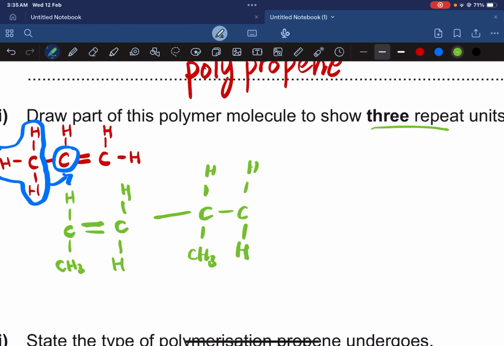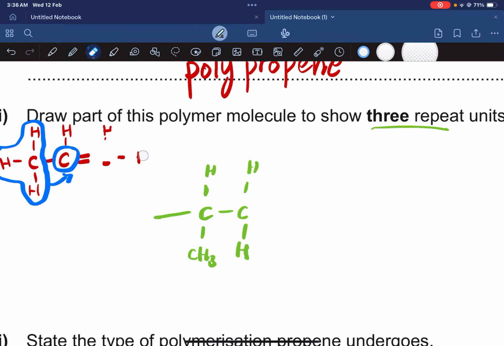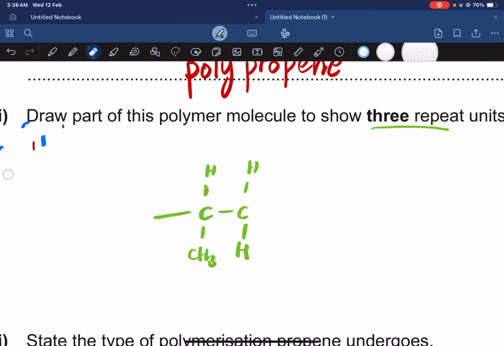Now here I'm gonna erase this as well because I don't want the examiner to see this. Why don't I want the examiner to see it? Because the examiner might consider this as my answer.